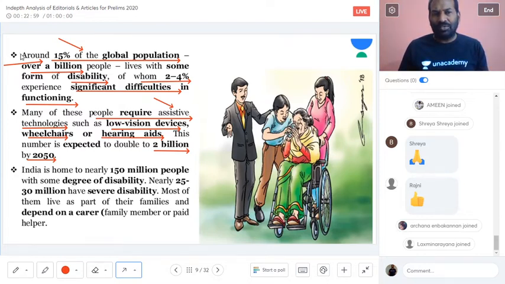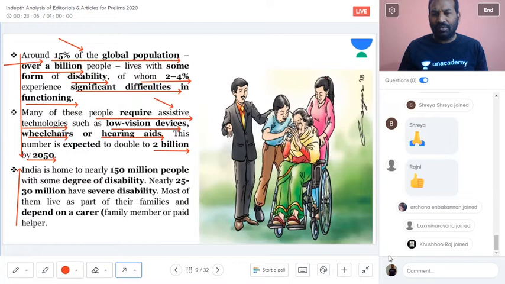And when we compare this, we have spoken about the world, the global situation, and now we will talk about or look into India, the country.